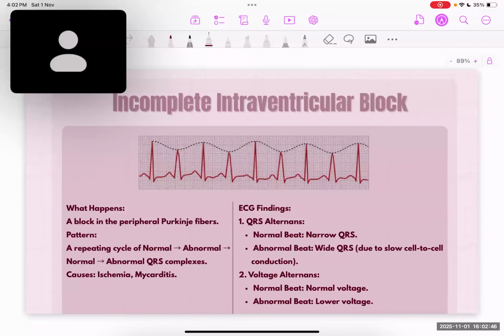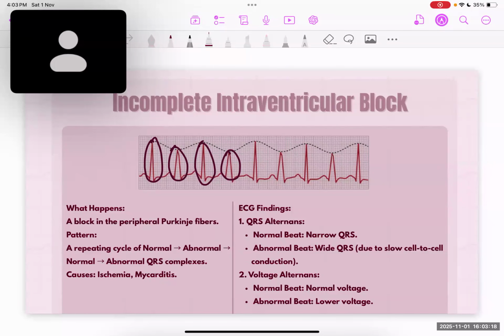Now we have incomplete intraventricular block. What happens is there's a block in the peripheral Purkinje fibers. You're going to see a pattern. You're going to see normal, abnormal, normal, abnormal QRS complex. So this one's normal, this one's abnormal, this one's normal, this one's abnormal. This could be caused by ischemia or myocarditis. Now, what is happening? For the QRS, you're going to have a narrow QRS and then an abnormal beat, which is a wide QRS due to slow cell-to-cell conduction.